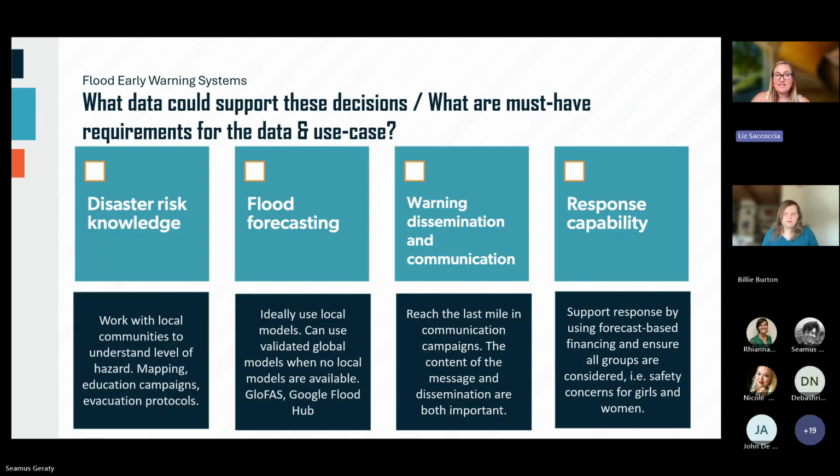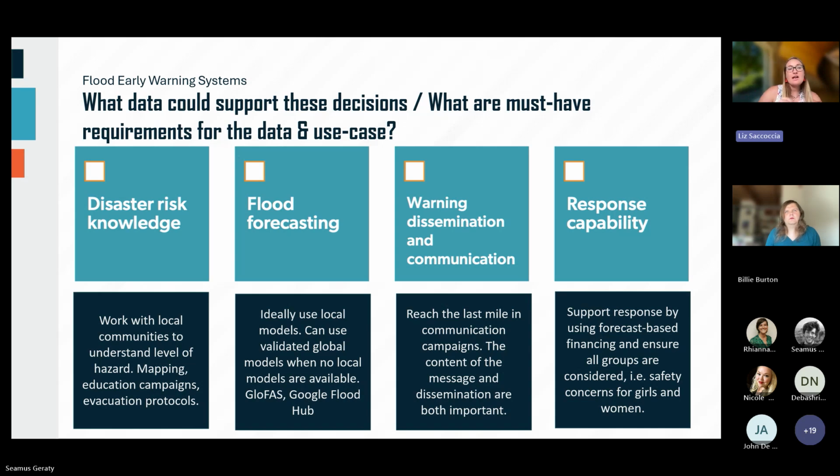So our next question is, what data can support these decisions and what are must-have requirements for the data and the use case? So for flood early warning systems, I broke these up into the 4 different components of an early warning system. So first is disaster risk knowledge. And humanitarians here can work with the local community so that they properly understand their level of hazards. And how does satellite data help with that, right?